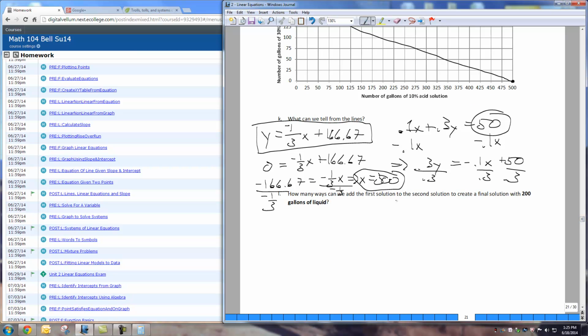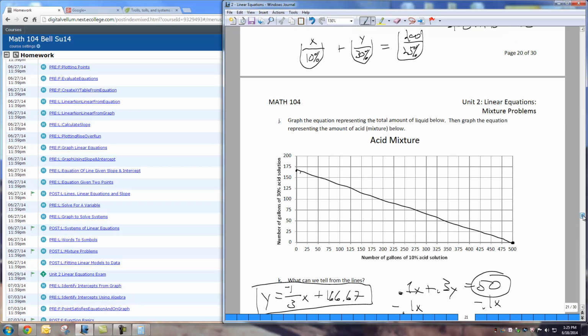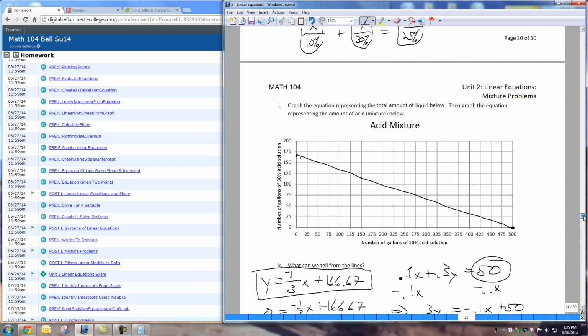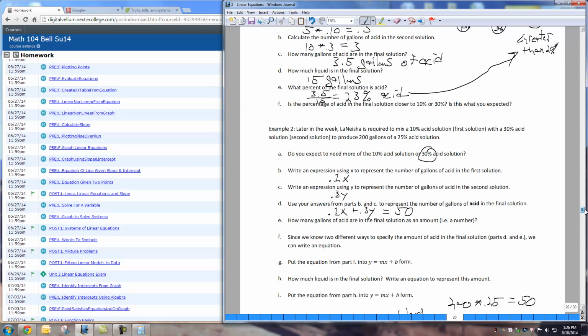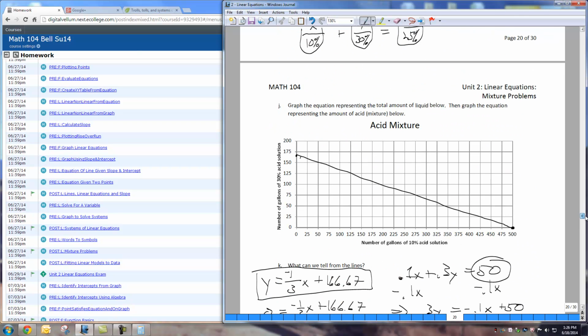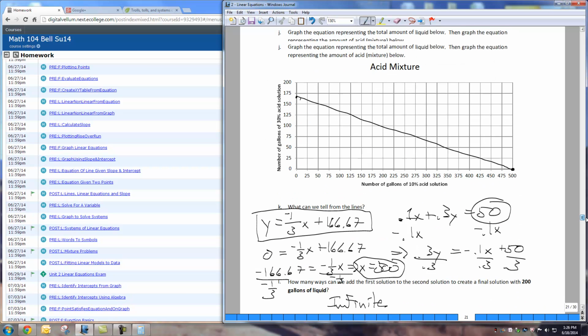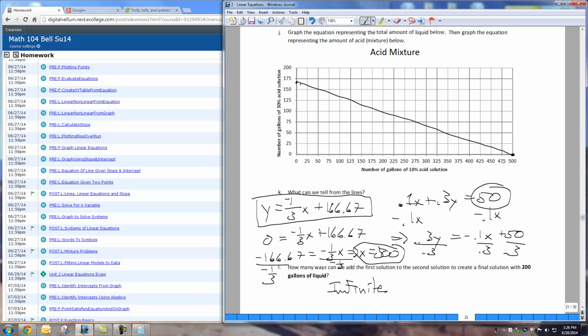It says, how many ways can we add the first selection to the second solution? Infinite. Because I could take none of the 30% and 500 gallons of the 10%, because that yields us 50 gallons of acid. All right?